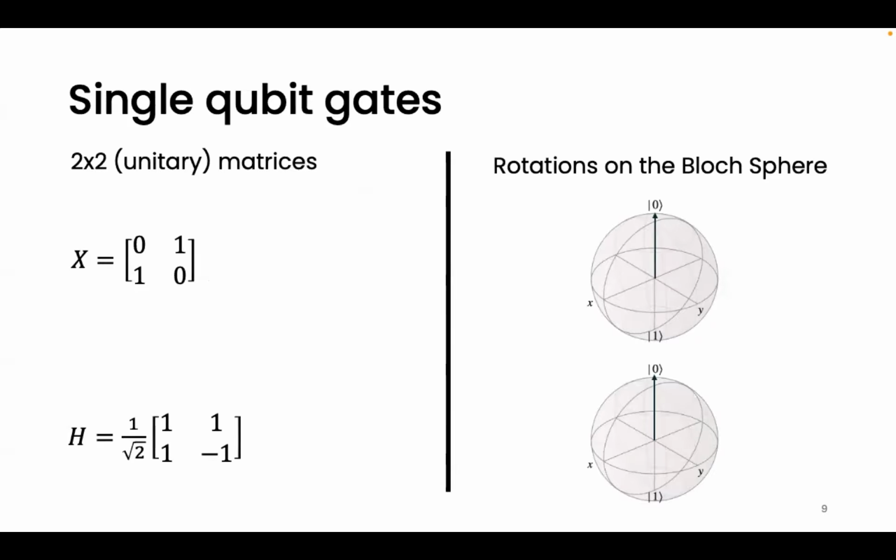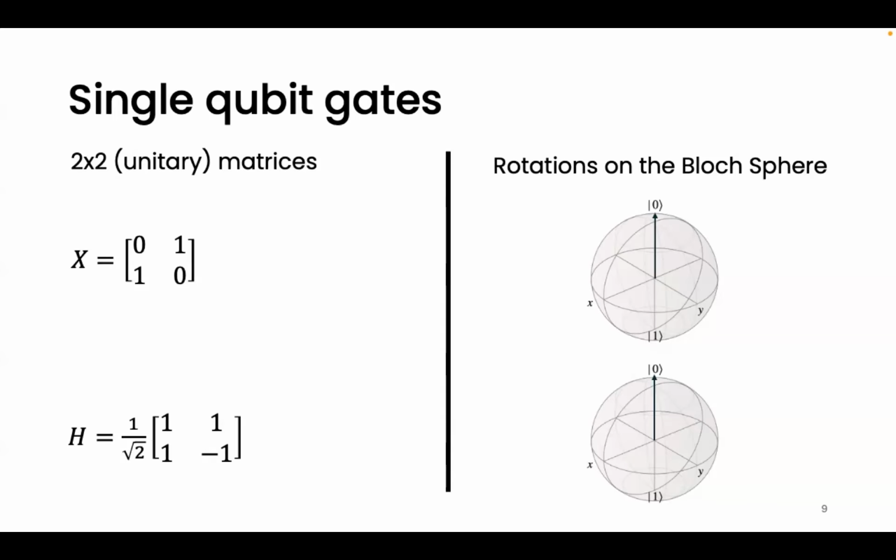But on the other hand, we can think about it as rotations on this sphere representing the state. So the state of a particular qubit is a point on this sphere. So a gate takes a point to another point. And because it's a unitary matrix, if you know some linear algebra, you know that it has to be like this rigid transformation that we can think of as a rotation.